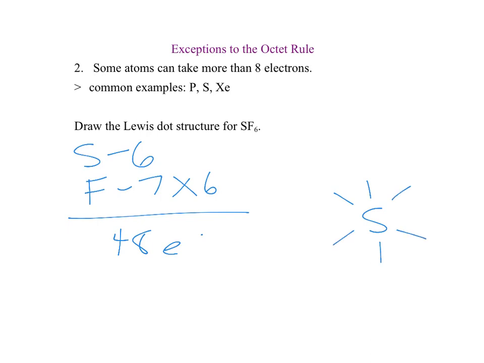So see how it becomes obvious that we're going to have an exception here. Sulfur is actually going to have access to 12 electrons. Draw those fluorines in there. And now fluorines are still normal. So octets for all the fluorines. And here they are. Add up all those electrons. That does add up to 48 valence electrons total.